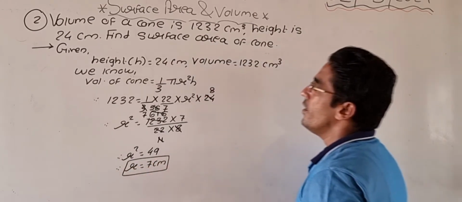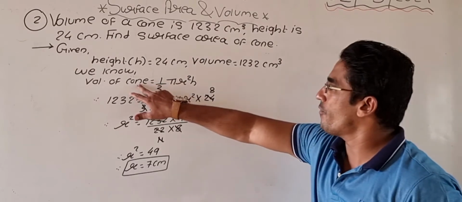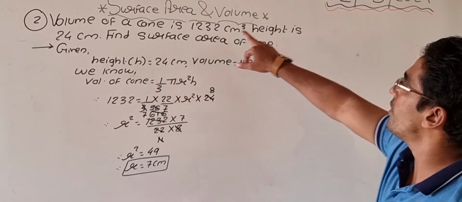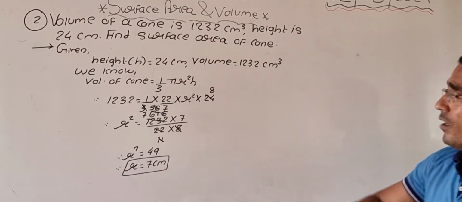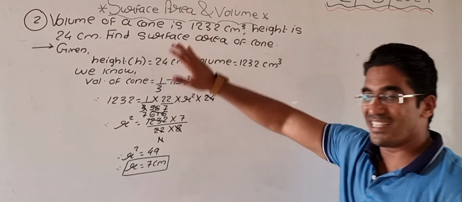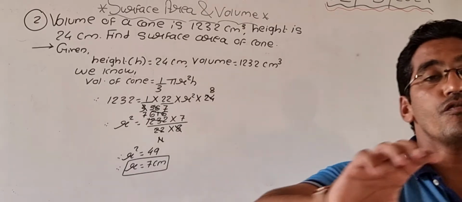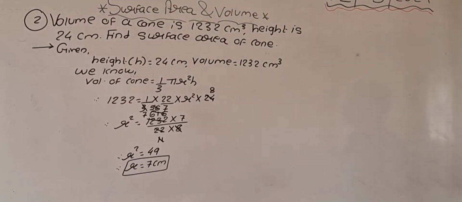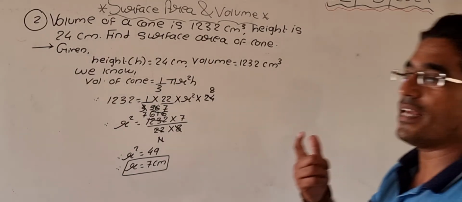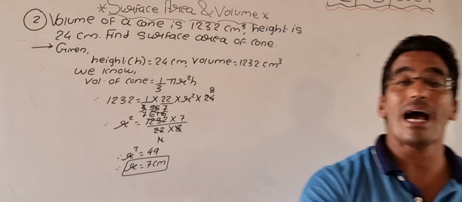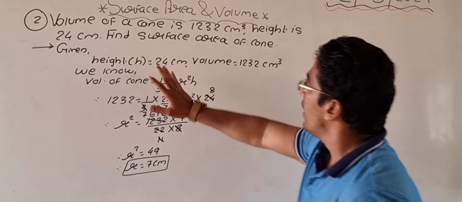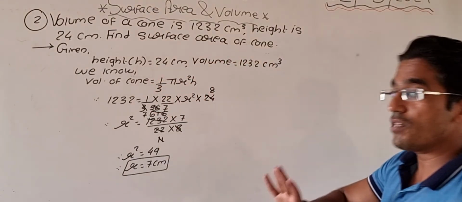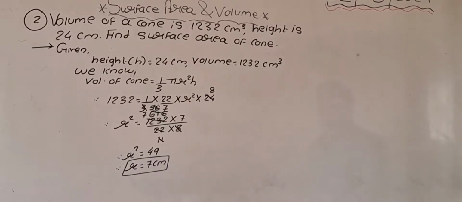So what have we done? We have applied the formula of volume of cone, because they have given us the value of volume. You got the value of r, that is radius. Now they have told us to find out the surface area. Whenever they just ask us to find the surface area, it means we have to find the curved surface area. Now what is the formula for curved surface area? Curved surface area is equal to pi r l. But we don't know the value of l. We know the value of h and we know the value of r. So first we will find out the value of l.